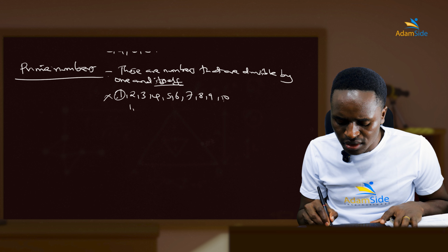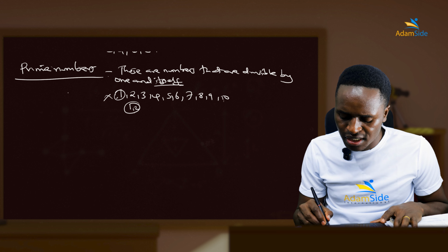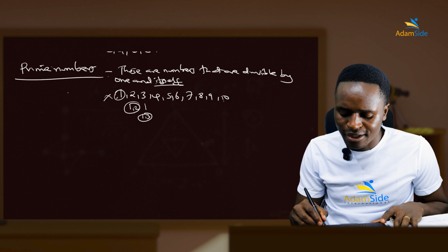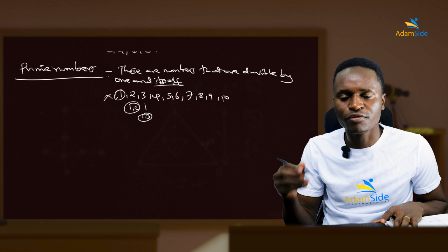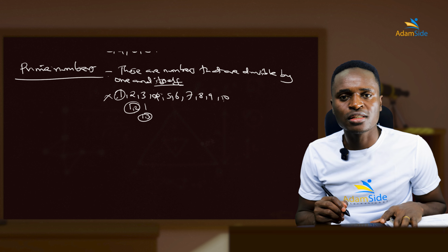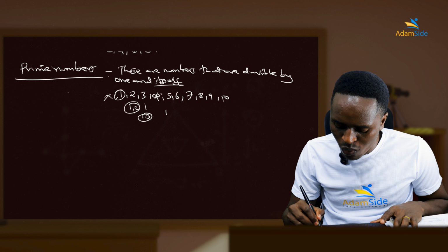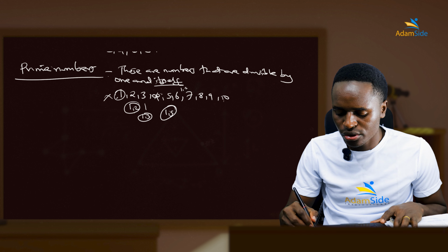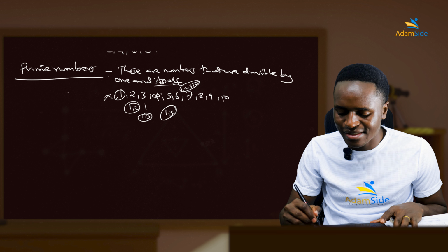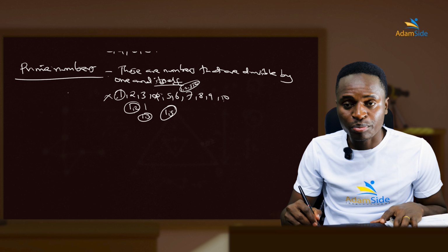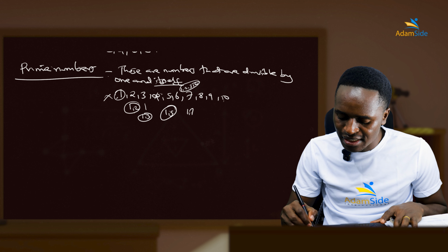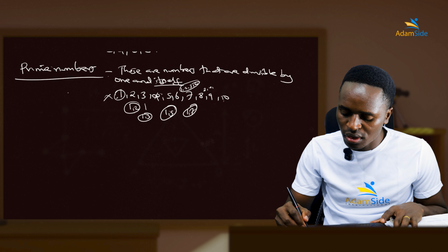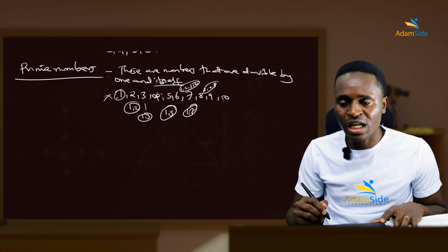2 is divisible by 1 and 2 itself. 3 is divisible by 1 and 3 itself. 4 is divisible by 1, 2, and 4. So this is an even number, not a prime number. 5 is divisible by 1 and 5 itself. 6 is divisible by 1, 2, 3, and 6. So this is not a prime number. 7 is divisible by 1 and 7 itself. 8 is divisible by 2, 4, and 8. So this is not a prime number.